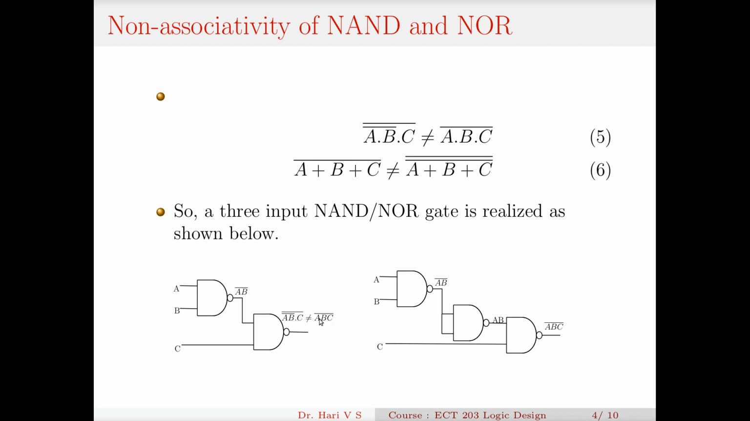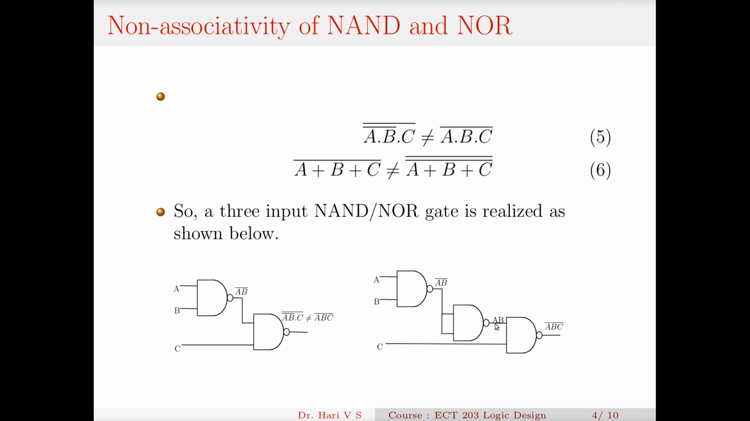In order to make (A·B·C)', that is, to make a 3-input NAND out of two-input NANDs, you need 3 NAND gates. Why? Because you take A and B, and the first NAND gives you the output (A·B)'. Then I have to invert it. I can use another NAND as an inverter. If whatever is coming in here is X, which is (A·B)', then X NAND X is nothing but X complement.